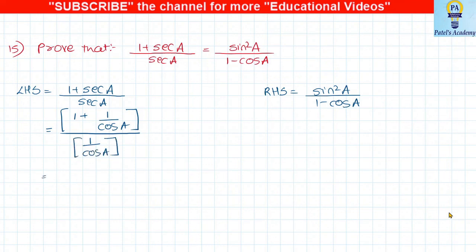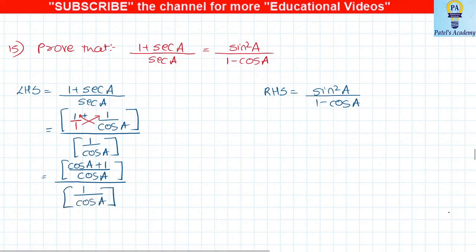Now next step, I'm going to solve the numerator. So I'm going to do LCM. Just have a look at the numerator in the previous step. It is 1, so I'm going to cross multiply here. See what I'll get: cos A plus 1 upon the whole cos A. Upon the denominator I'll keep as it is. I just solved the numerator.